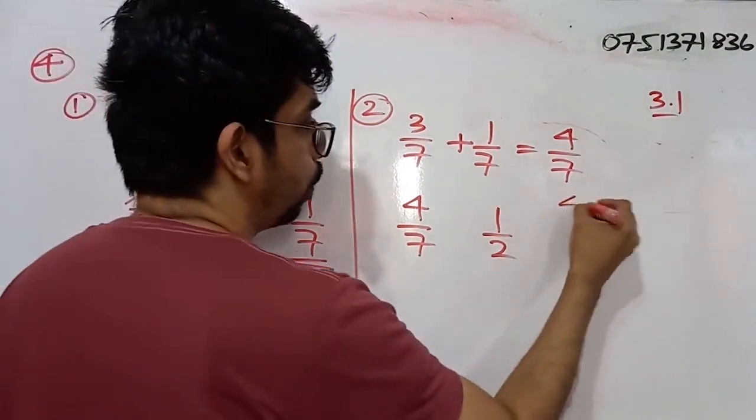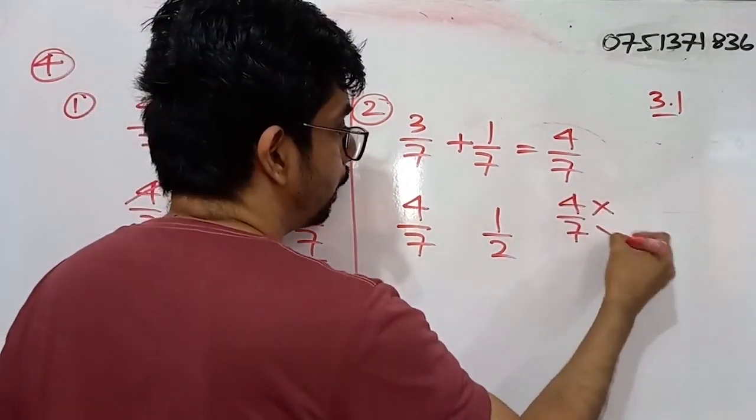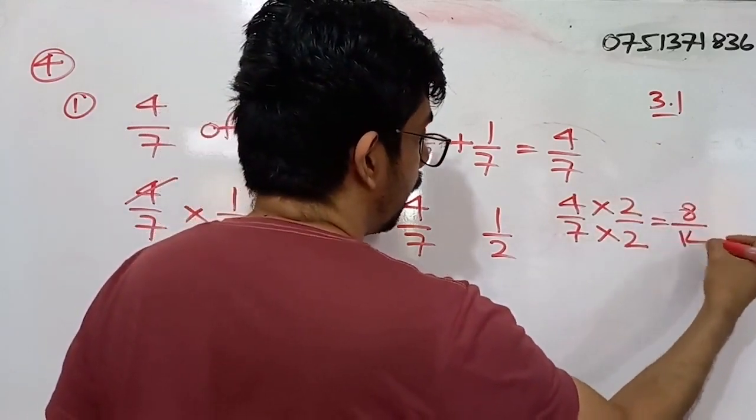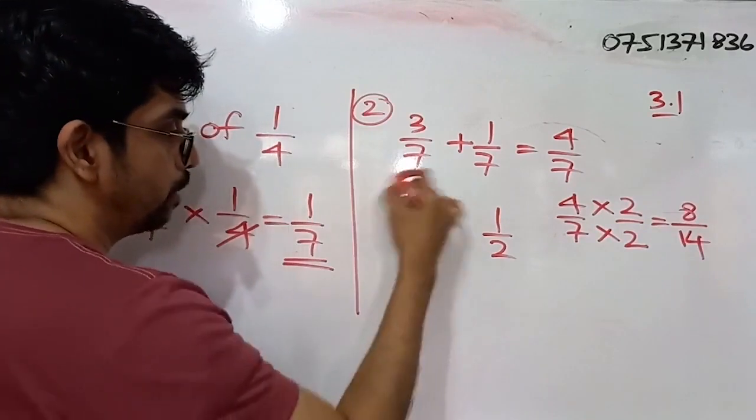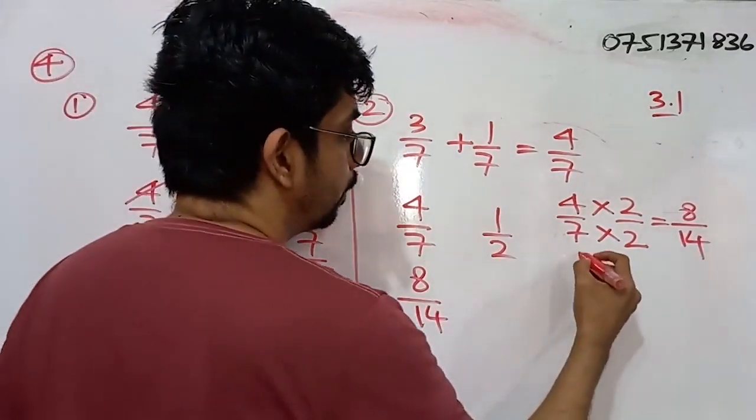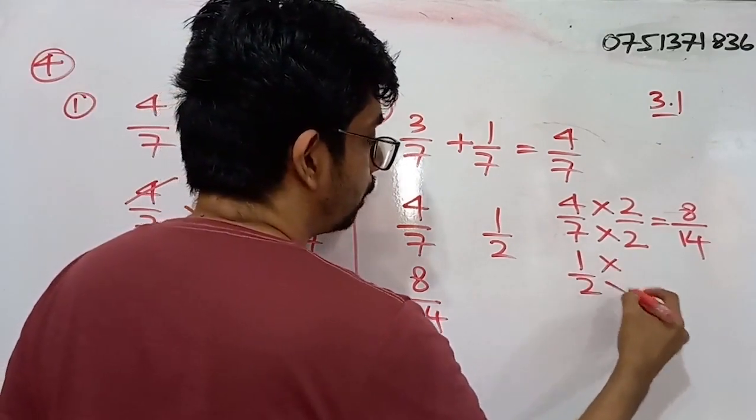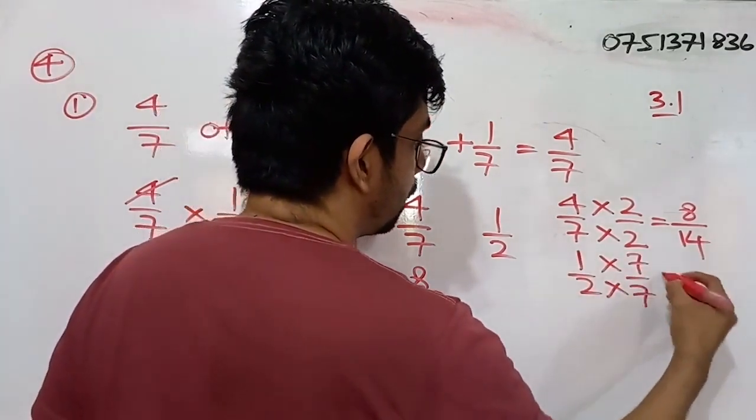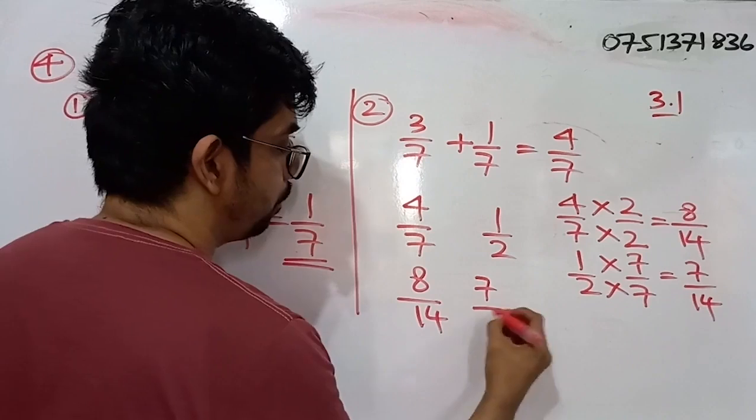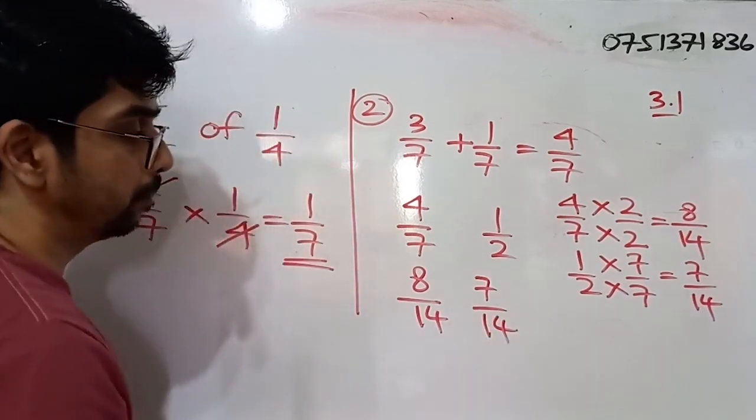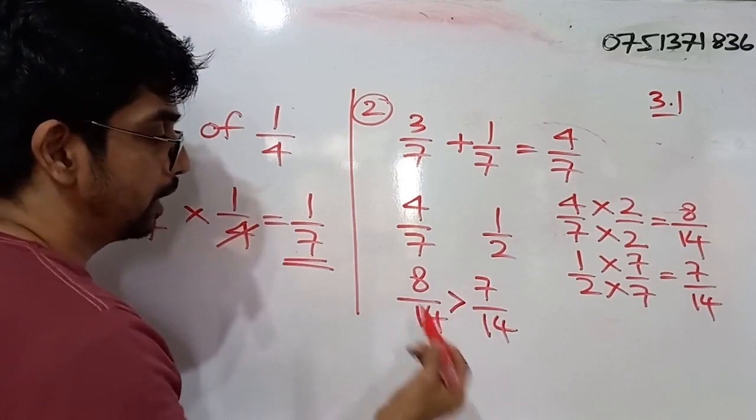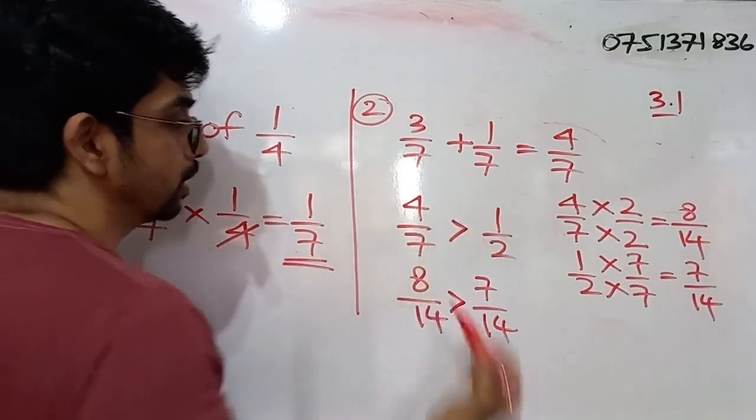So between these two numbers, the common denominator is what? 14. So 4 by 7, I have to multiply the numerator by 2 and the denominator by 2. So I get 8 by 14. So instead of 4 by 7, I can use 8 by 14. Half, 1 half, I will multiply the numerator by 7 and the denominator by 7. So 7 by 14. Now we can compare them. So this fraction is larger. That means what? 4 by 7 is larger.